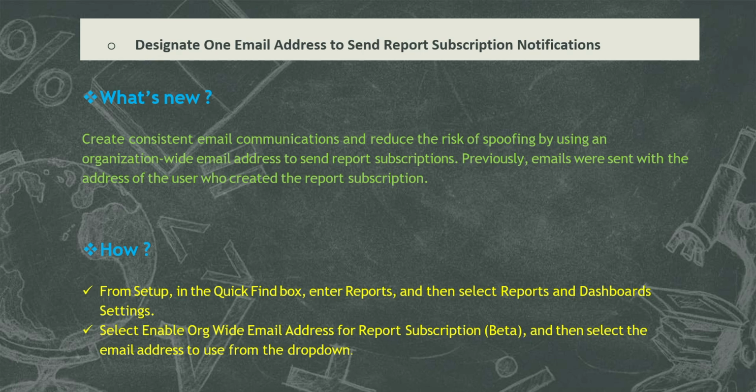Okay, so how to access this? From Setup, in the Quick Find bar, enter report and select Report and Dashboard Settings. Enable organization-wide address for report subscription, and then select the email address to use from the drop-down.